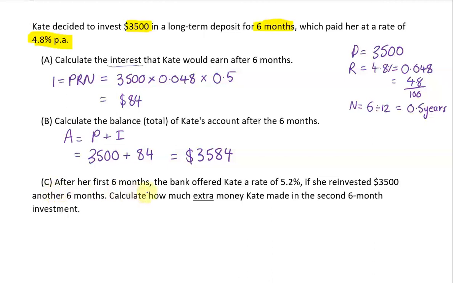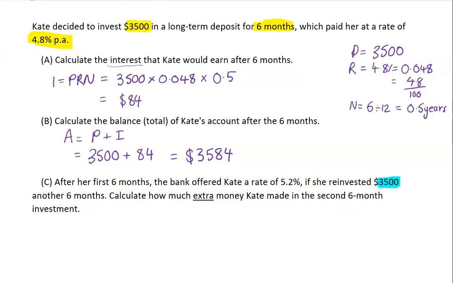Part C says after her first 6 months, the bank offered Kate a rate of 5.2%. If she reinvested $3,500 another 6 months, calculate how much extra money Kate made in the second 6-month investment. So how much extra did she make at this interest rate, 5.2%, than she made at the 4.8% interest rate? We need to do another calculation. We need to find how much interest she made.